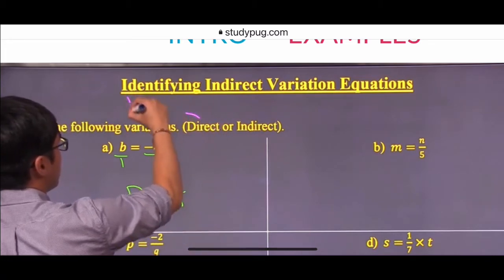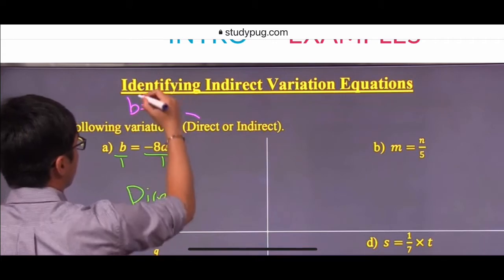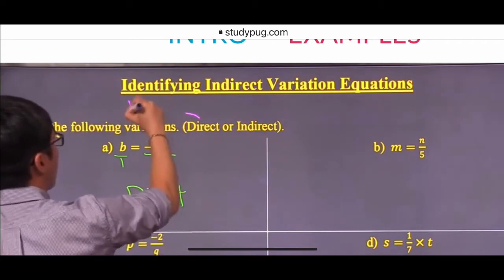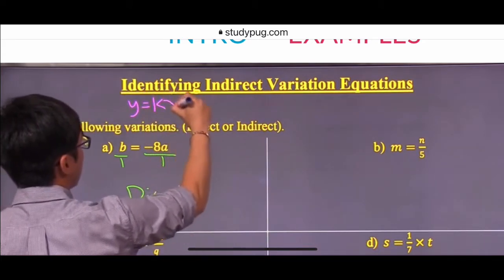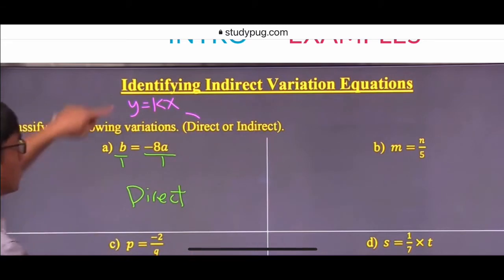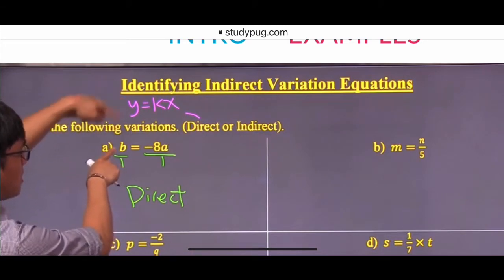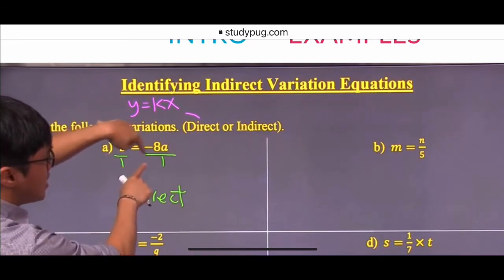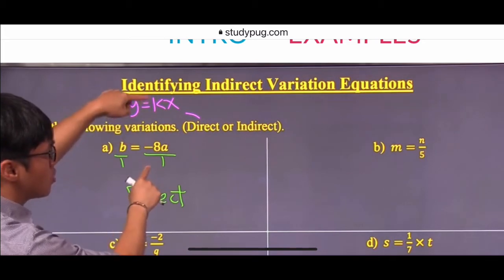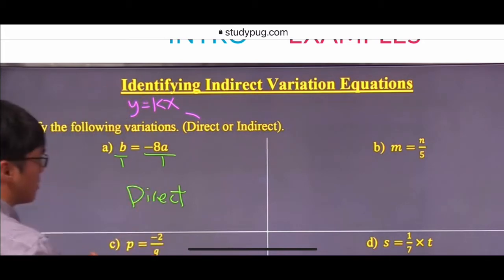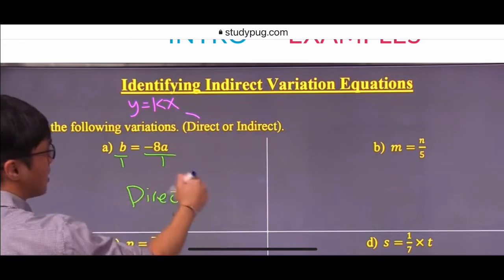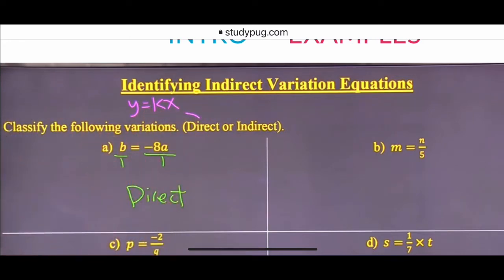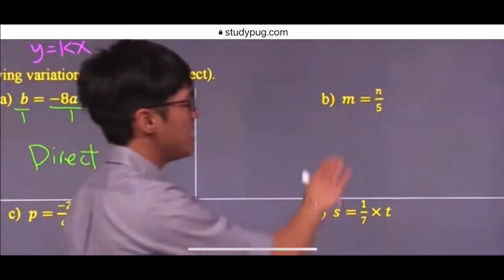form of, let me actually use x and y. Okay, so y equals k times x. So here the y corresponds to the b right now. K is our negative 8, which is the so-called constant of variation, right? And the a corresponds to x. So this is why part A is a direct variation.